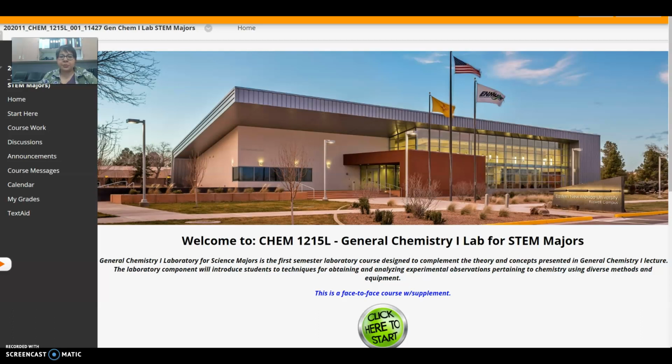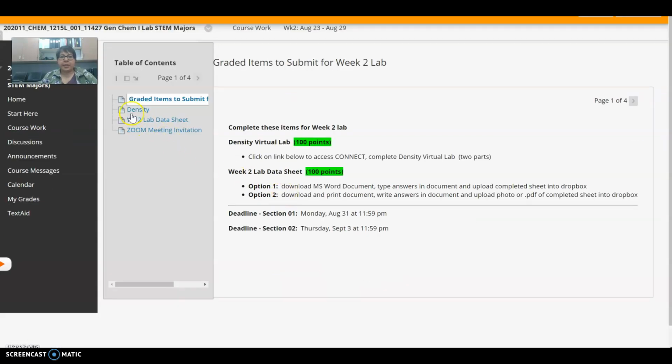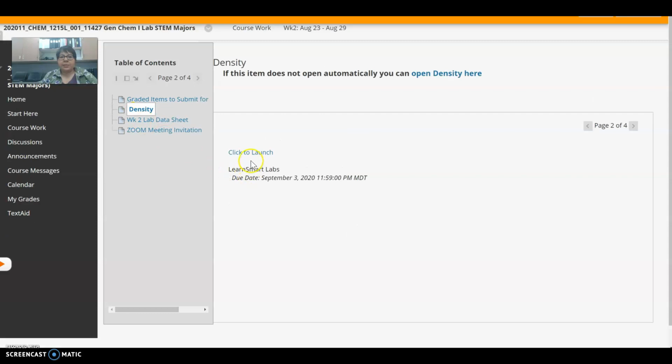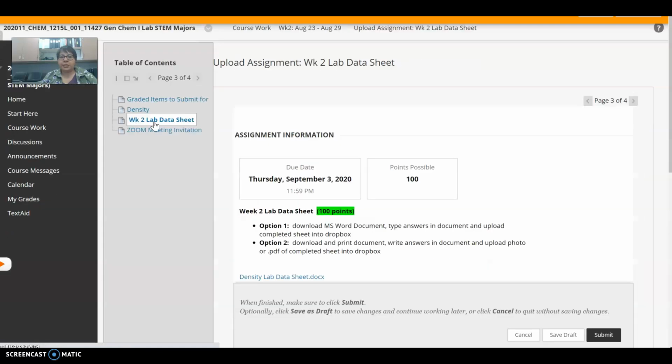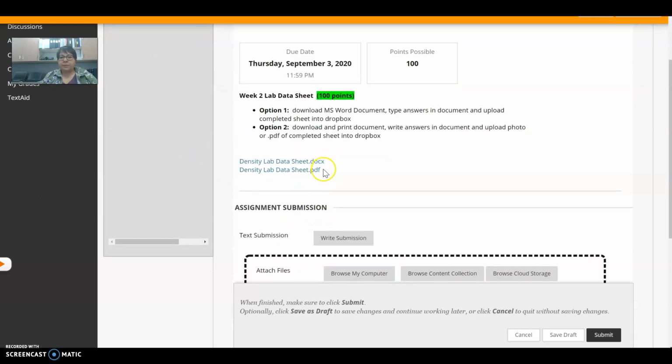I'm going to go back to Blackboard to our page. Here is the week 2 folder. What I was working on just now was the actual lab, the density lab, but then you'll notice that there's this little link here for a data sheet. This is kind of the second part of the lab, and I want you to download the data sheet. I've uploaded it in 2 different versions, either a Microsoft Word version or a PDF. You can type your answers in the Word version, or you can print it and handwrite your answers and then upload a photo.